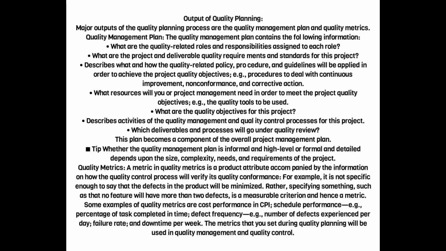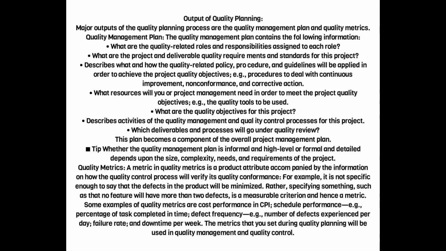Output of quality planning. Major outputs of the quality planning process are the quality management plan and quality metrics. Quality management plan. The quality management plan contains the following information. What are the quality-related roles and responsibilities assigned to each role? What are the project and deliverable quality requirements and standards for this project? It describes what and how the quality-related policy, procedure, and guidelines will be applied in order to achieve the project quality objectives, for example, procedures to deal with continuous improvement, nonconformance, and corrective action.